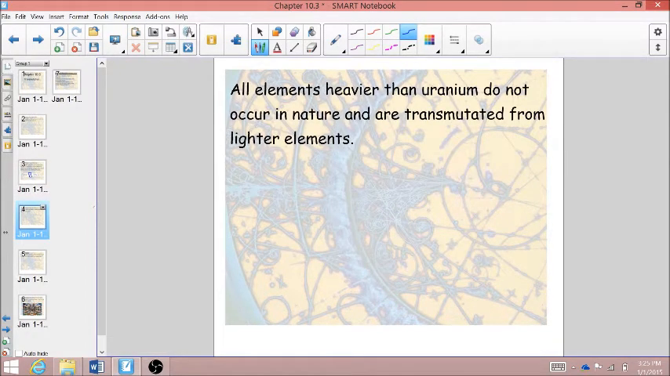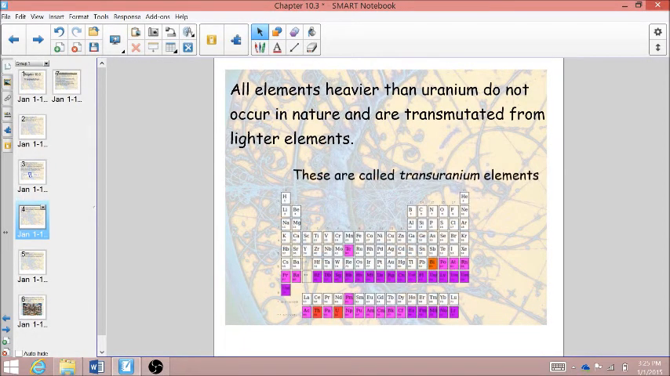Now, all elements heavier than uranium don't occur in nature. They're transmutated from lighter elements, and they are artificially transmutated by scientists. And these are called the transuranium elements. So you can see uranium is somewhere in here, right here. This is uranium, number 92, and every element with a number higher than 92 is a transuranium element. It is an element that was created artificially in a lab by bombarding a smaller atom with a smaller nucleus with certain types of particles.